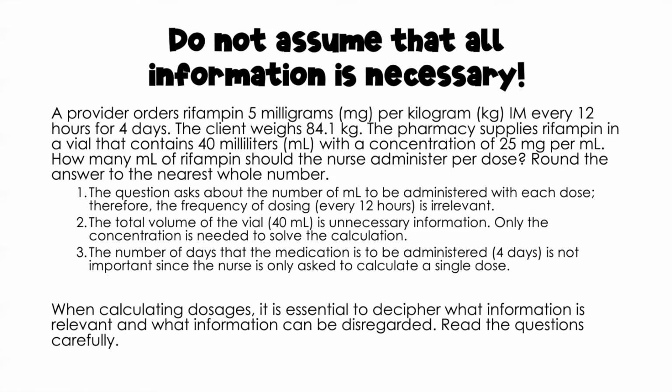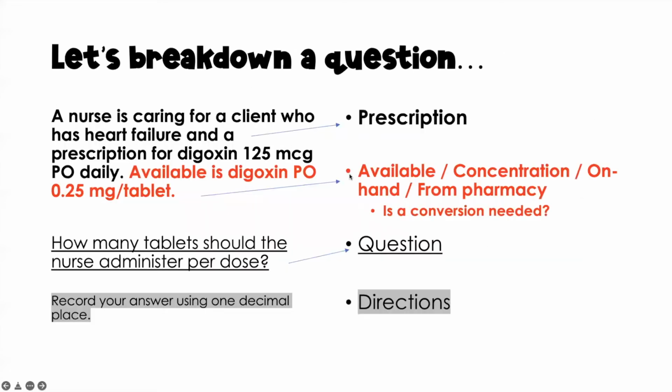So remember, when you're reading the question, pay attention to what am I being asked to administer? In this case, it's milliliters per 1 dose. And then hopefully you can easily decide what you need versus what is that junk information in the question. Okay, we're going to start jumping into some problems here pretty quickly. So let's just break down a question so that we're all on the same page about what questions have in them.